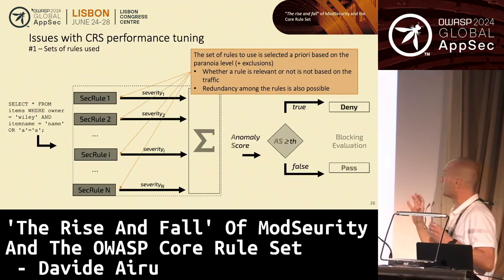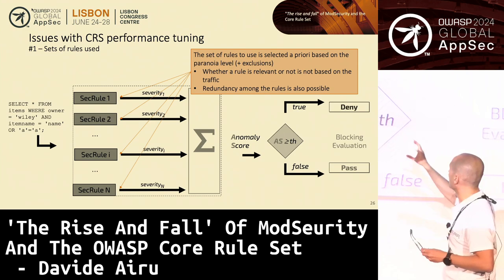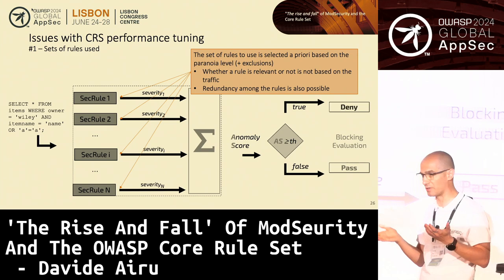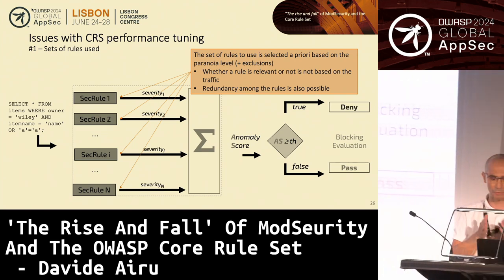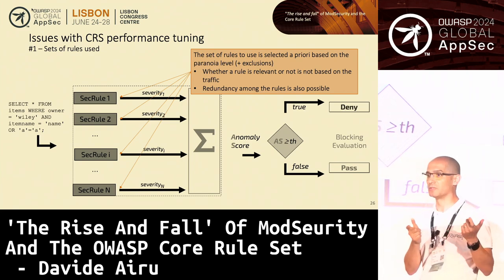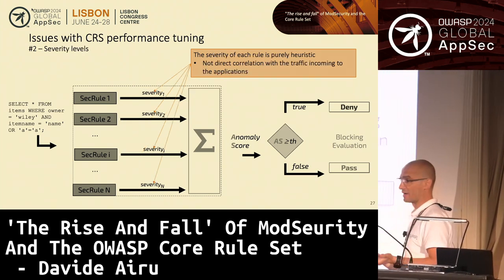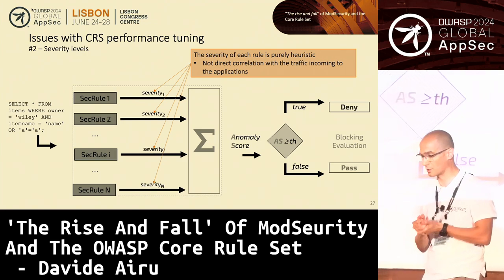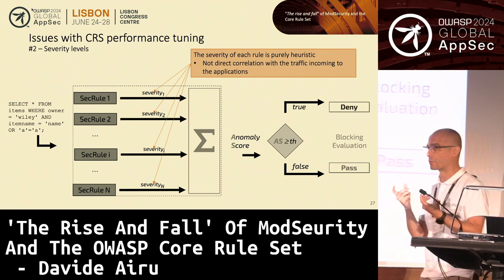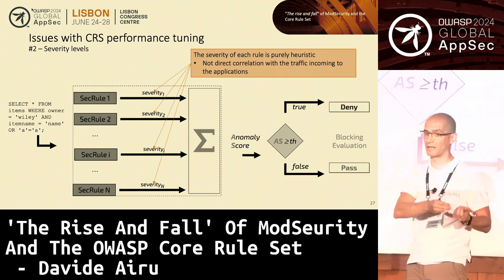So where are the issues? The issues that we investigated in this work are related to the set of rules that is used, because in the process, of course, we need to test against the traffic, but primarily against the legitimate traffic which is received by the application. So there is a process that we need to implement, seeing if there are false positives that are raised by the rules. The second point is related to the severity, because the severity evaluation is provided a priori and is not related to the traffic. So the same rule may be more relevant for a specific application and less relevant for another.